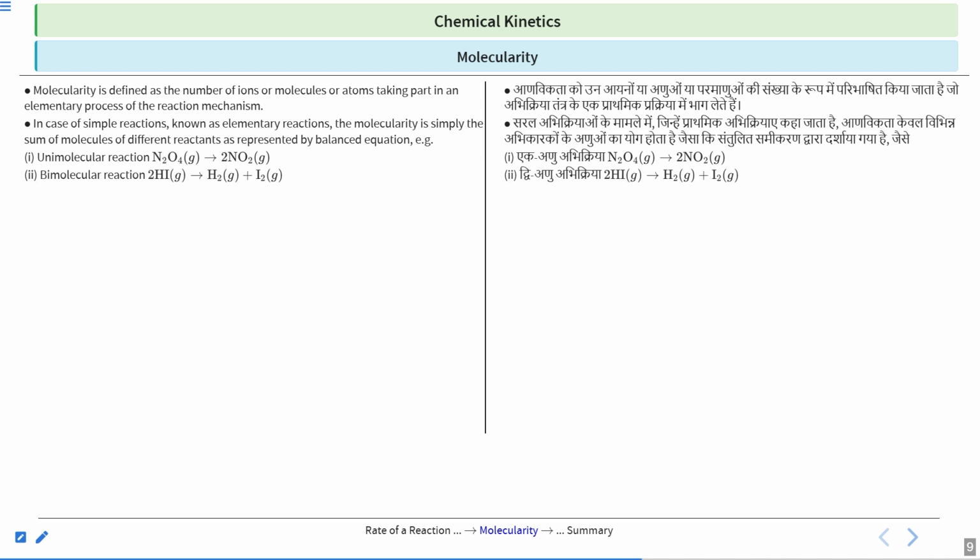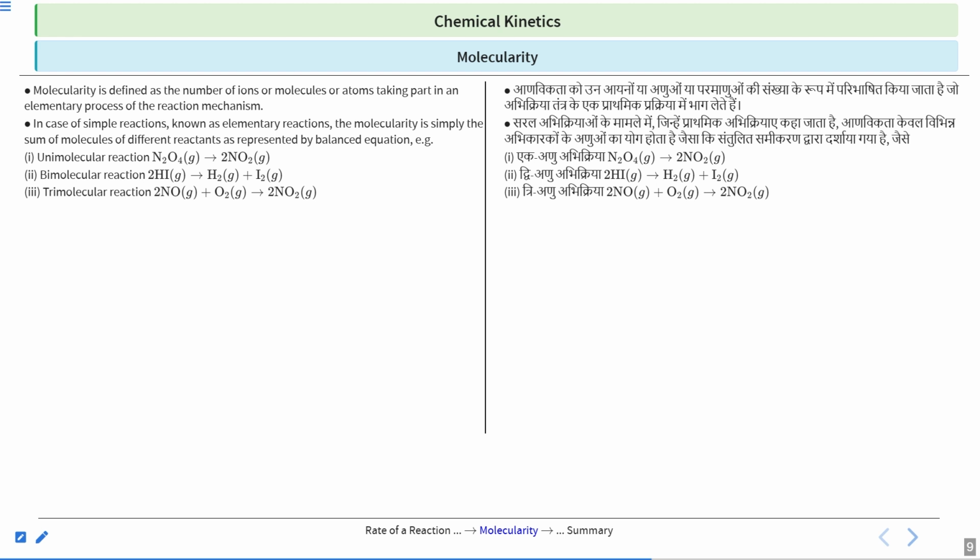Again, another example. What are we taking? We are taking the dissociation of HI. We are decomposing it or dissociating it into H2 and I2 respectively. Now in this reaction, what do we see? On the reactant side, we have two molecules. See here, two molecules. Since 2 is the coefficient that is used, we can say that this is a bimolecular reaction.